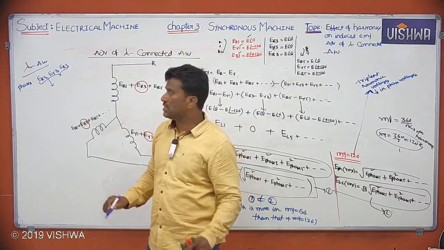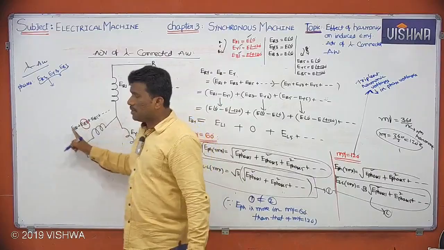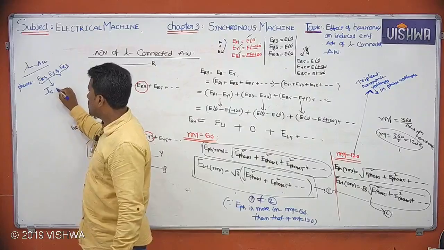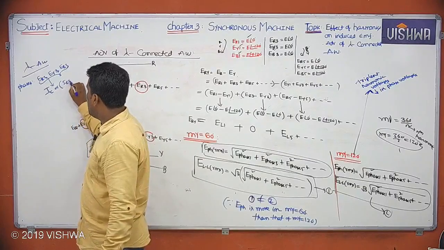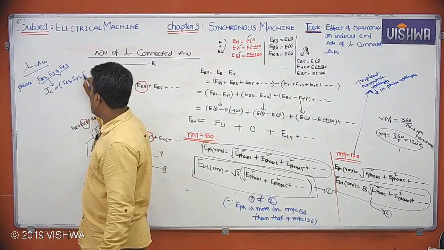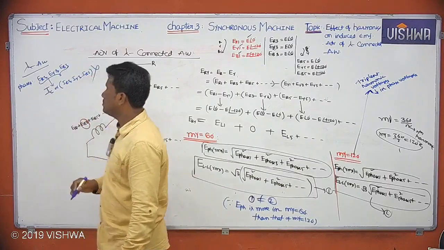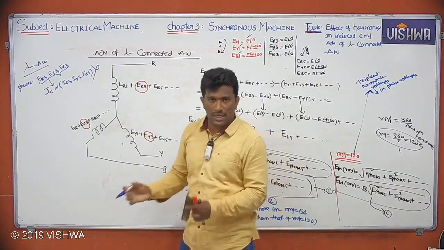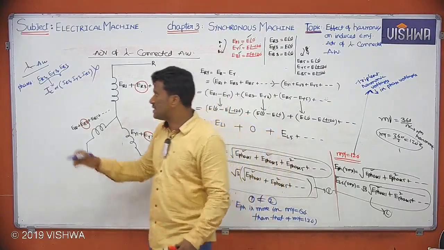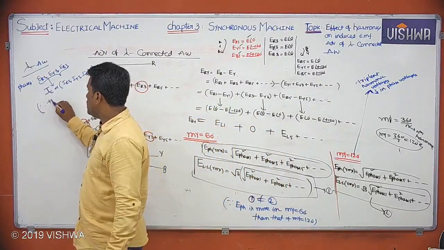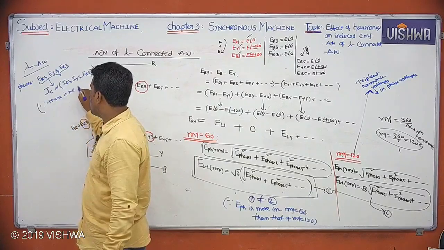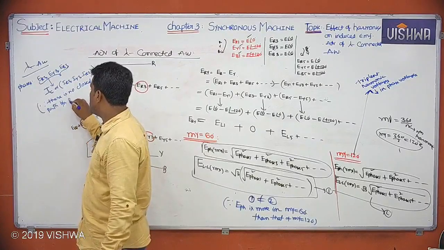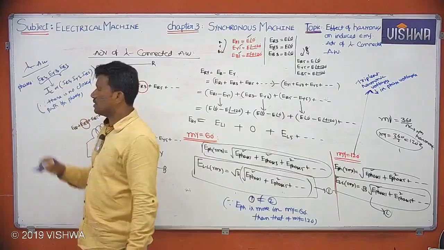Please, this is a very important point. Just understand. Because of ER3, EY3, EB3, do we have any circulating currents here, or I can say IR3, IY3, IB3? Do you have any currents here? No. Because of ER3, EY3, EB3, I don't have any harmonic currents here. I don't have any circulating currents here. What is the reason? Since there is no closed path between phases in star connection.